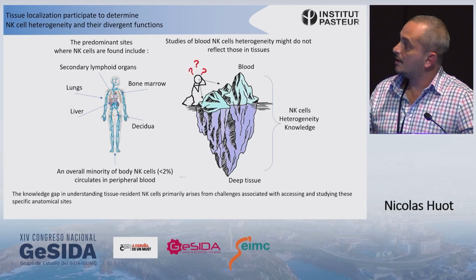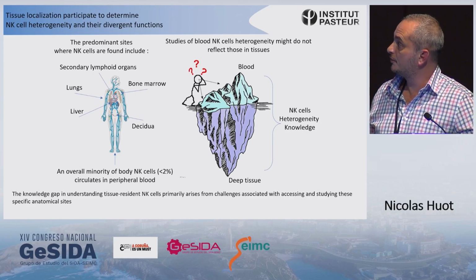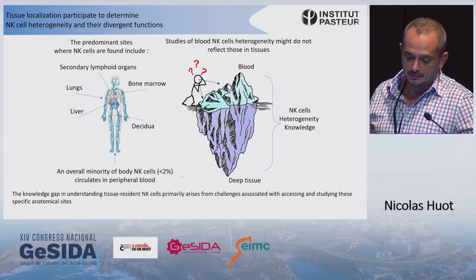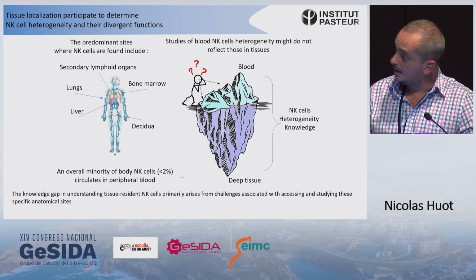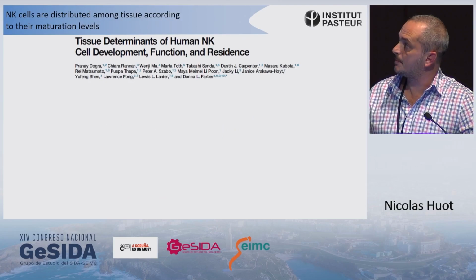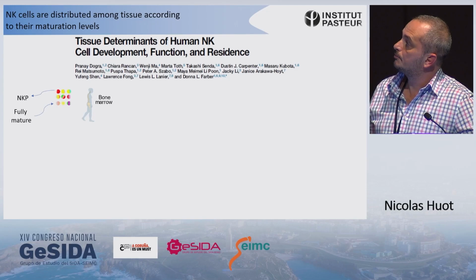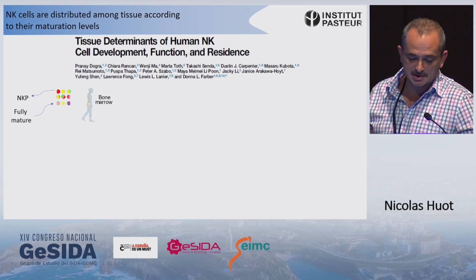So what we know about NK cells is very little. And we need to investigate what happens in deep tissue if we want to understand and if we want to manipulate NK cells in order to cure HIV. Nevertheless, investigating this, there is some recent evidence which was published 5 years ago now, which investigated this aspect of tissue NK cells.